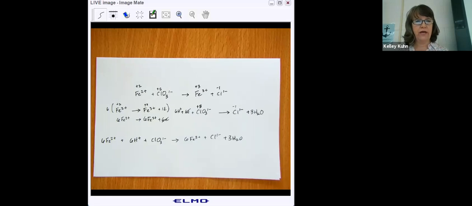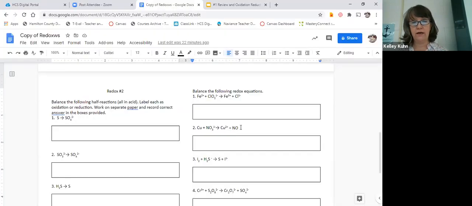I'd like you to go ahead and try, let me share a different page for a second. I'd like you to try to do number 2 next, on your own, and then I will show you the answer. I hope this has been informational, and we'll work some more of these together in class.